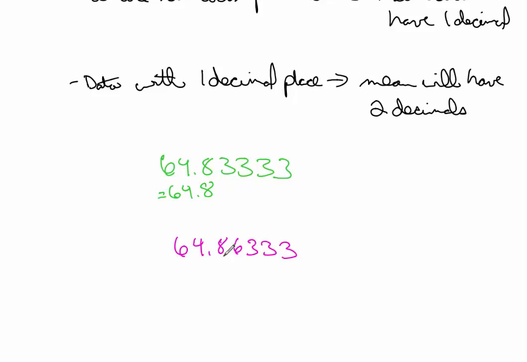So we look at the number directly to the right, in other words the second decimal, and notice that it is 5 or larger. So we actually round this number up, and we get 64.9. So again, remember to follow your normal rounding rules when we're talking about this.